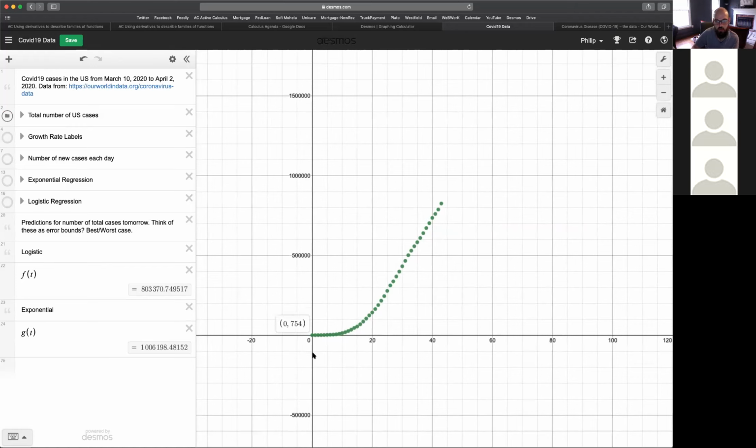So my time 0 here says that on March 10th, we had 754 COVID-19 cases in the US. And then each day, this is a new data point. One month after March 10th, we had 432,000 cases. And as of today, we have 825,000 cases.